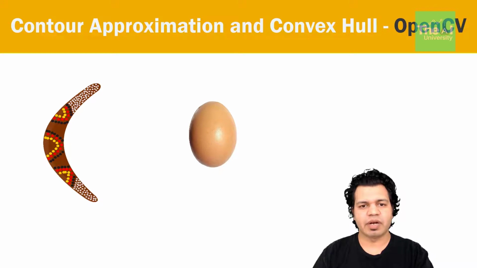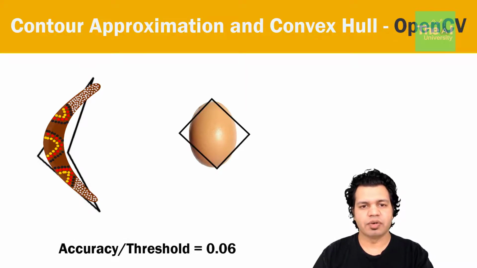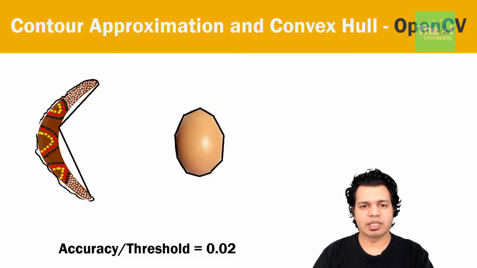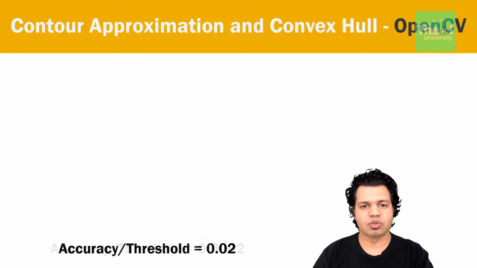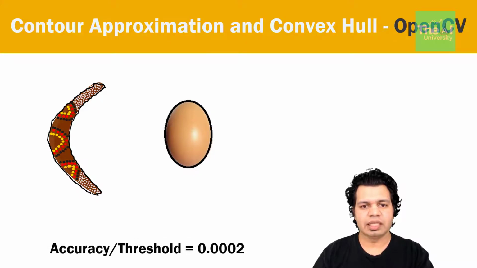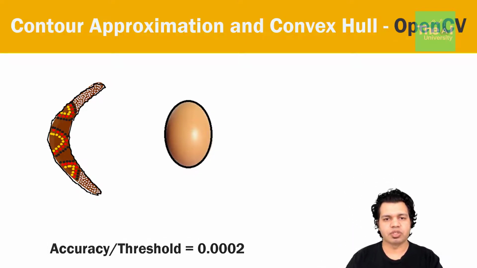Let's start with a factor of 0.06. Now if you start reducing this factor, the contours will start getting smoother. Let's make it 0.02 now. If you make it really small, let's say 0.0002, then it will try to take the shape of the original object.